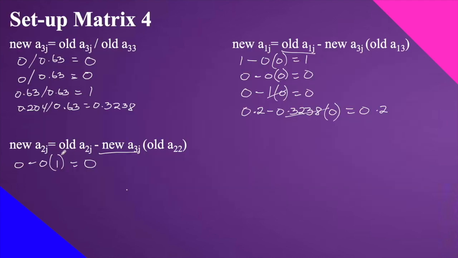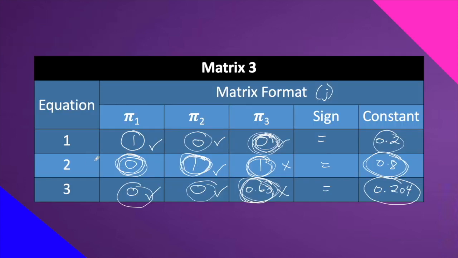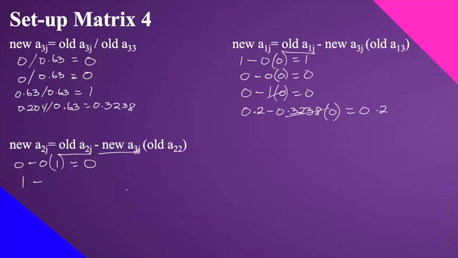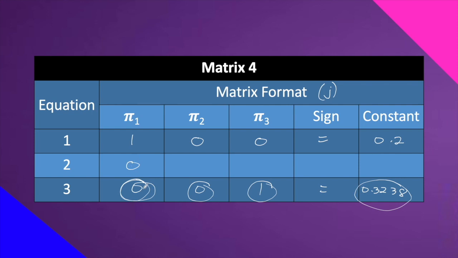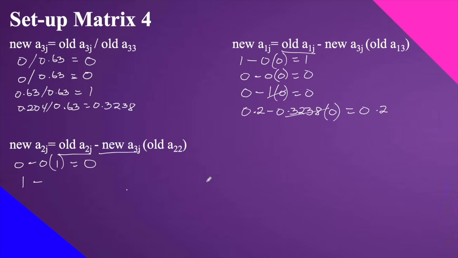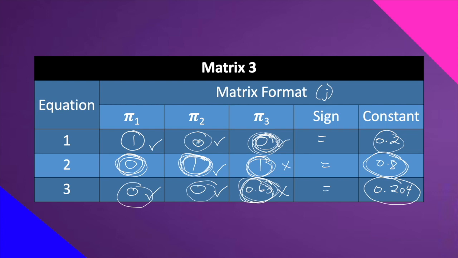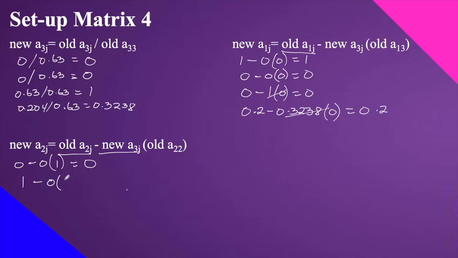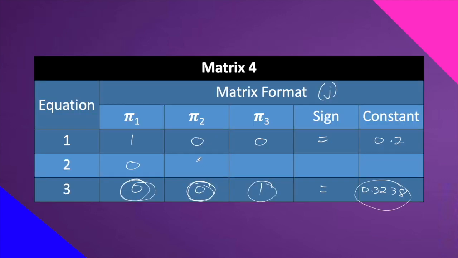Okay, so next, second na tayo. Old a sub 2j or old a sub 22. Tingnan natin ang value. Old a sub 22, ito po siya, 1. So, 1 minus new a sub 3j. So, matrix 4, 3j, second na tayong j, no? Ito, 0 siya. So, let's have it here, 0. Multiplied to old a sub 22, ito po siya, 1. Okay, so 0 times 1 is 0. 1 minus 0 is 1. So, we have here for our second column, 1.